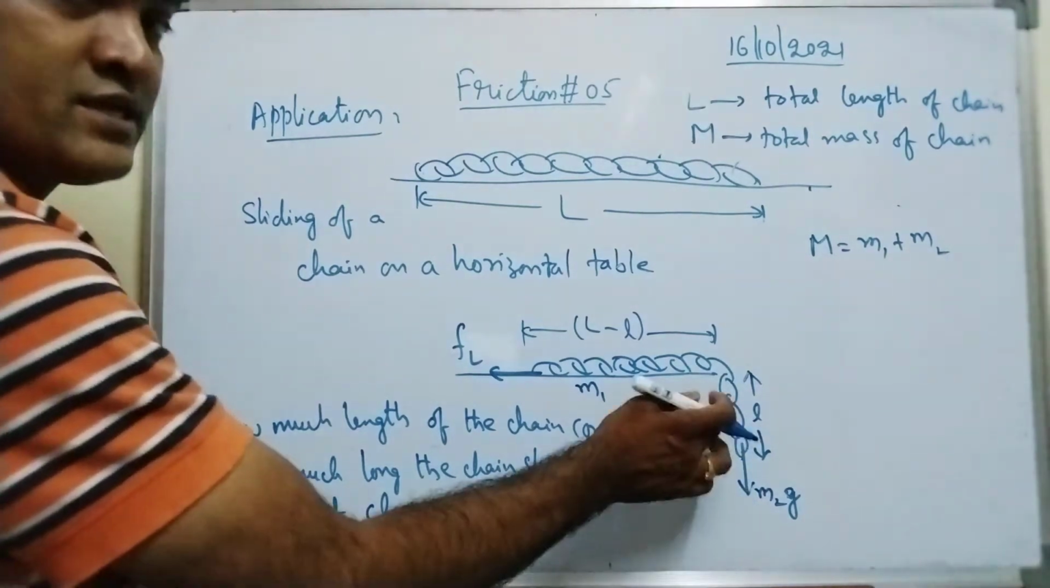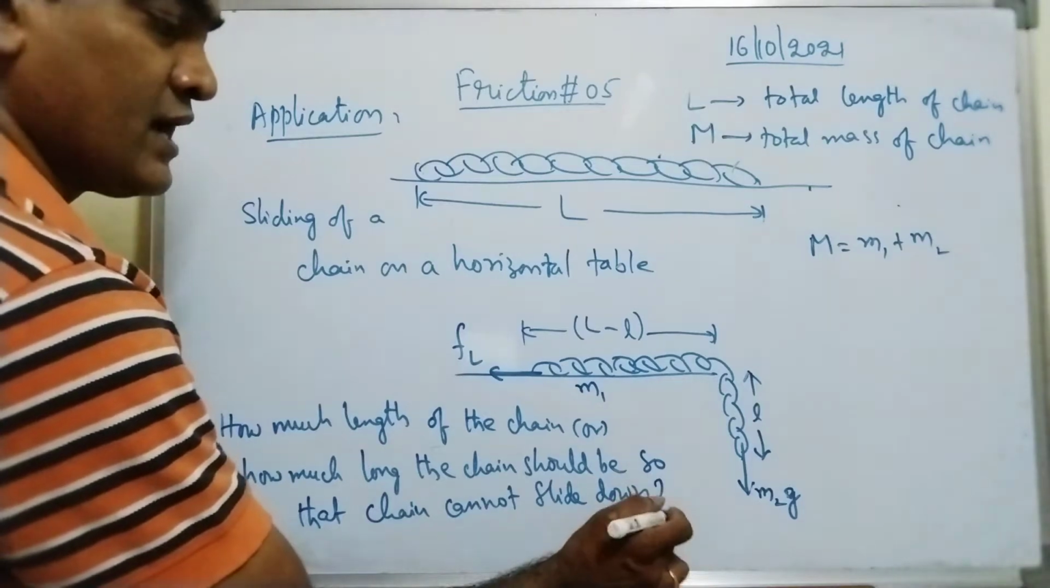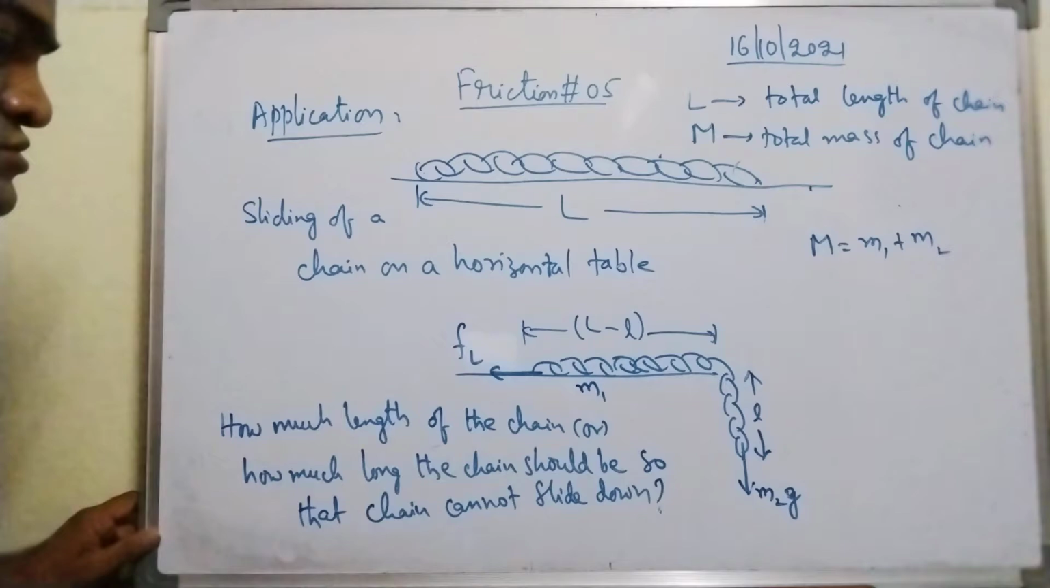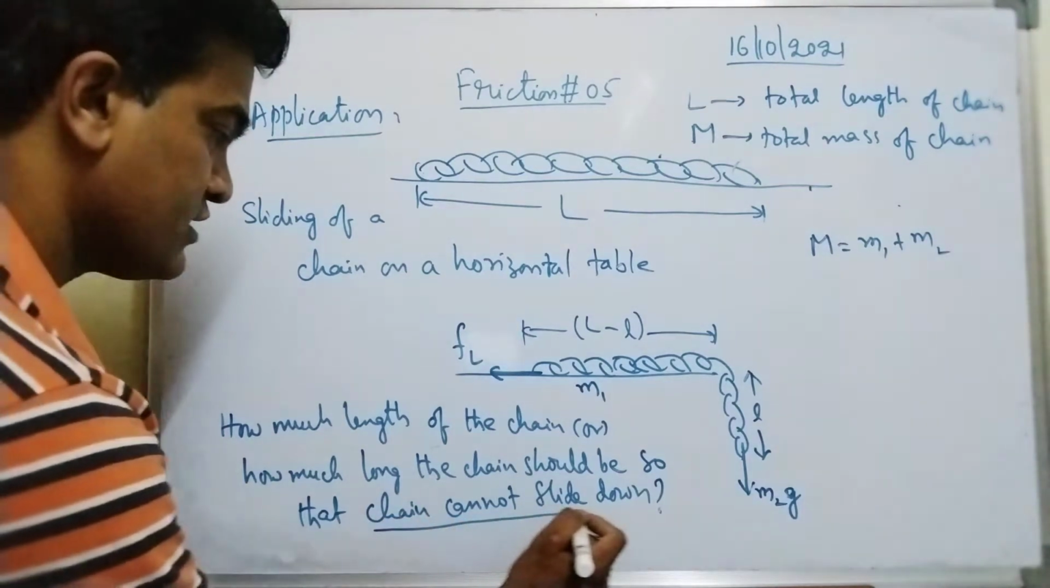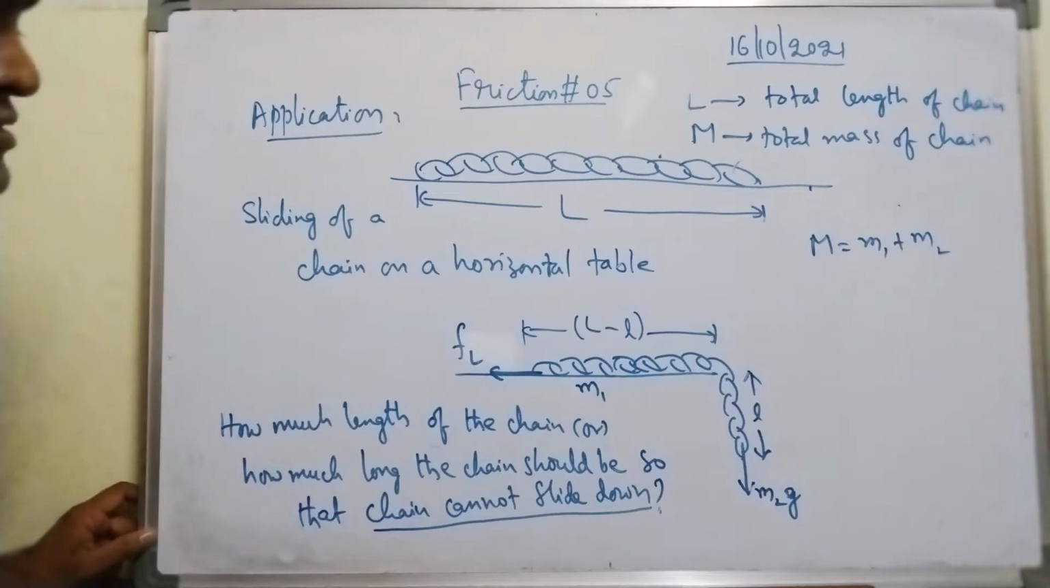How much part should be hanging from the table so that it should not slide down, so that the chain cannot slide down. This is an important question. Right?